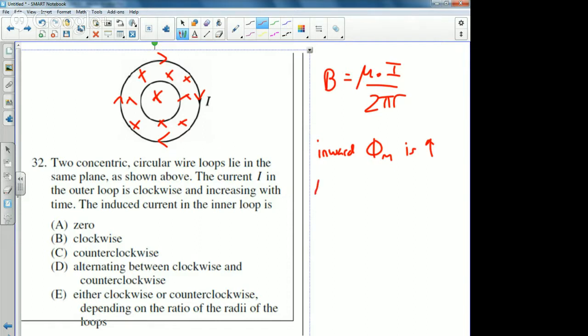So the inside loop makes an out of the page magnetic field to respond. So it looks like this. It makes its own magnetic field out of the page to respond. And when it makes it out of the page, if you use your first hand rule again, with your fingers pointing out of the page, you can see that overall it's making a counterclockwise current.